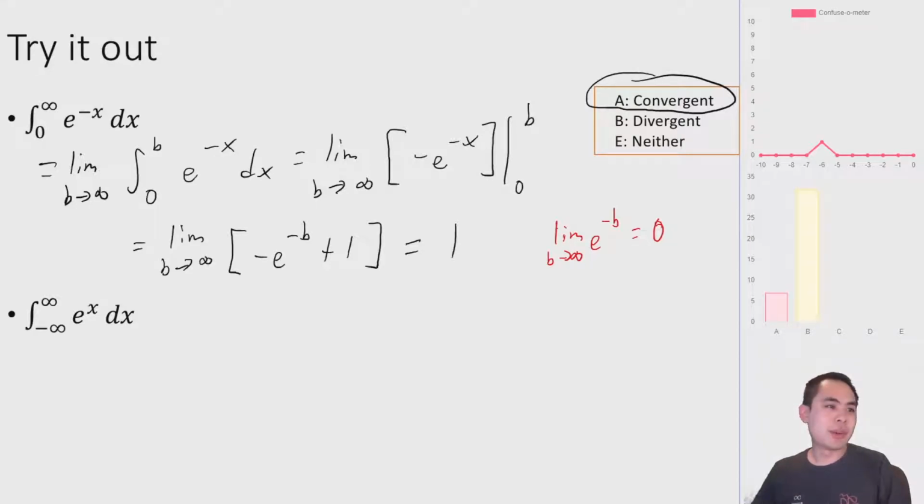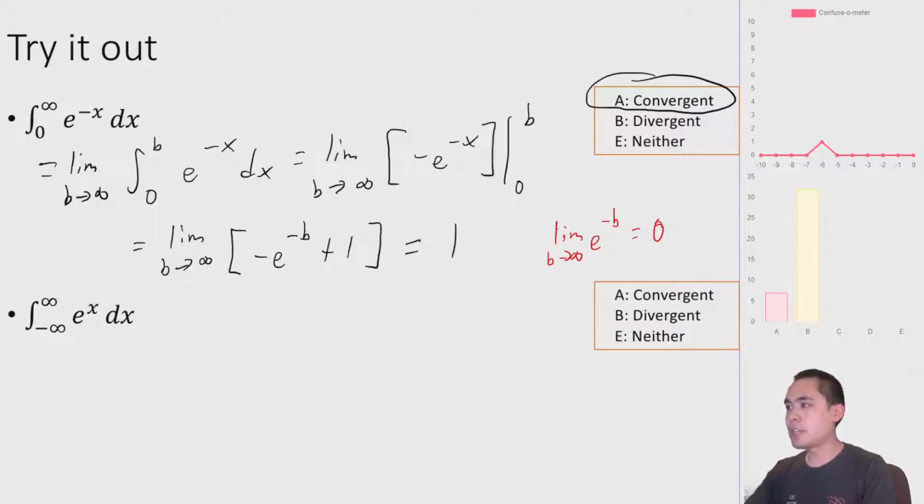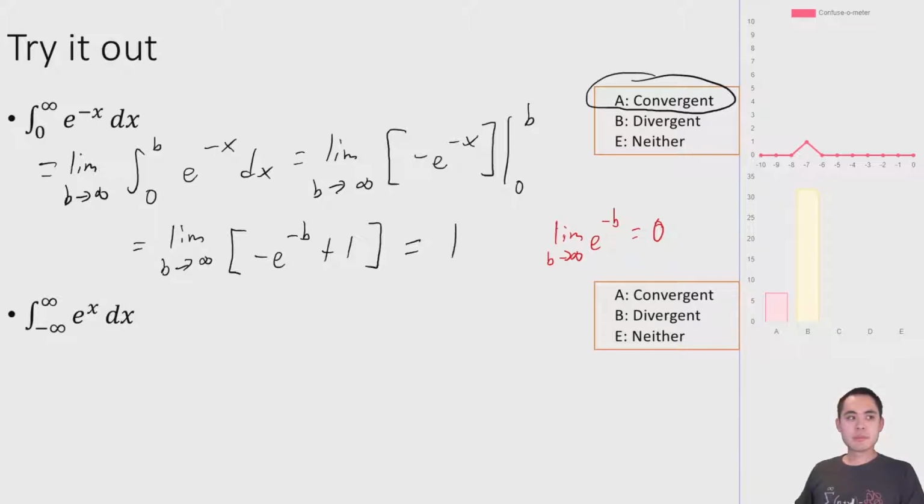Let's try another one. What about the integral of e to the x dx? And we're going to go from minus infinity all the way to positive infinity. Okay, so we have a lot of guesses that it's going to be divergent again. Well, we'll see if that's correct.